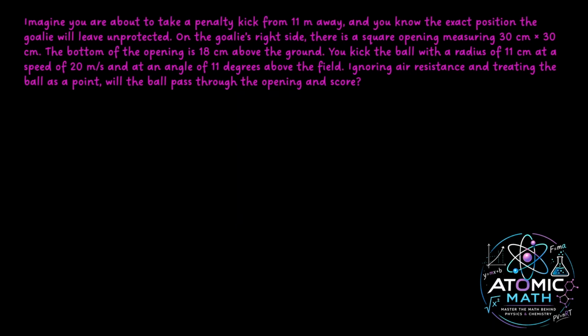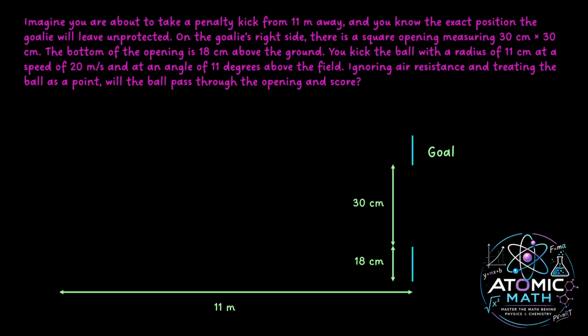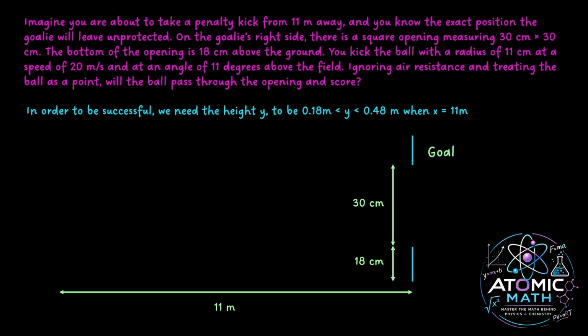First of all, whenever working with questions like this, it's so much easier to start with a picture. So we know that there's going to be this goal line, and we're trying to fit through this tiny little opening. First thing we know, this opening is 30 centimeters. We also know that it starts 18 centimeters above the ground. And we know that we are 11 meters away from the goal line when we take our kick. So in order to be successful in getting a goal, we need the height of y to be between 0.18 meters and 0.48 meters when x reaches 11 meters.